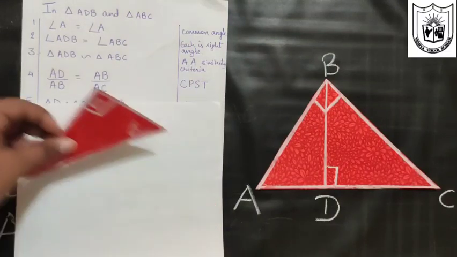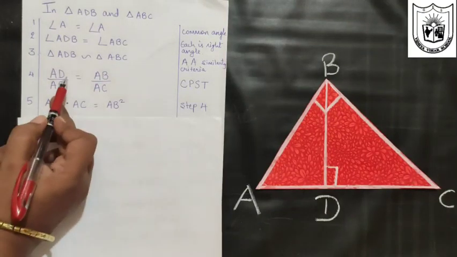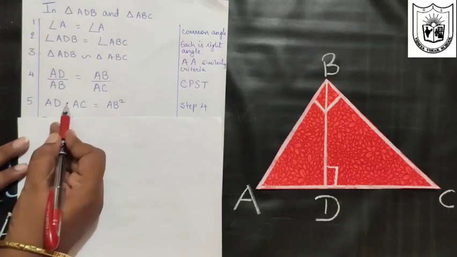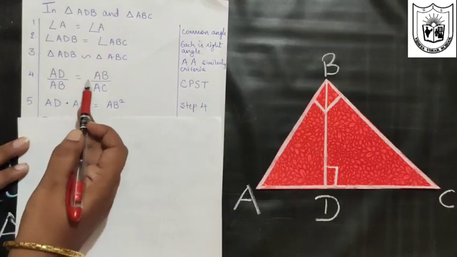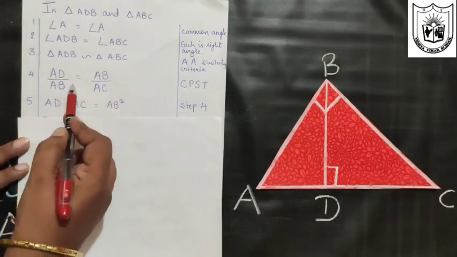So next, what we will do here is we will cross multiply. So AD multiplied by AC, you can just put a dot here. This indicates multiplication. And AB multiplied by AB will become AB square. So we have cross multiplied here. So this step I have got from step 4.